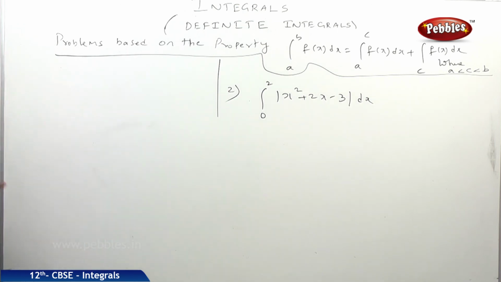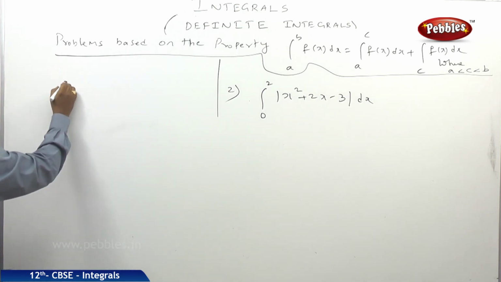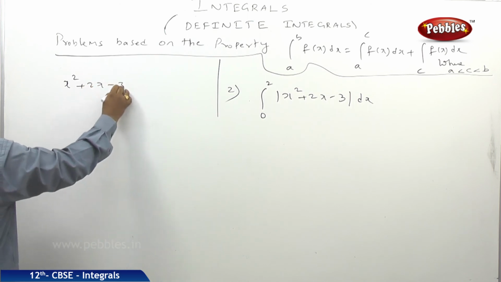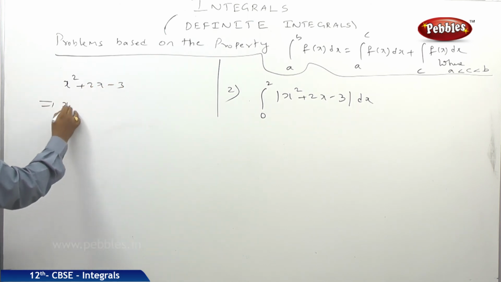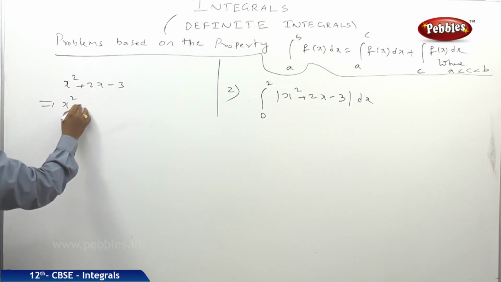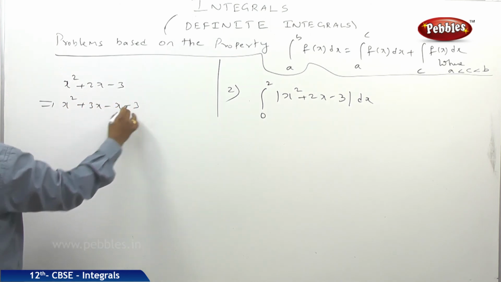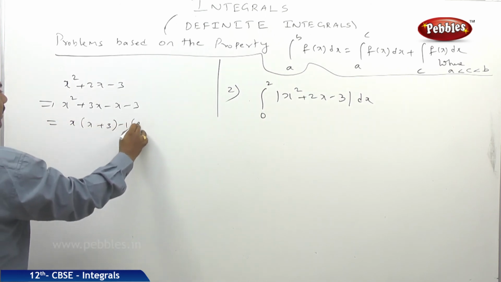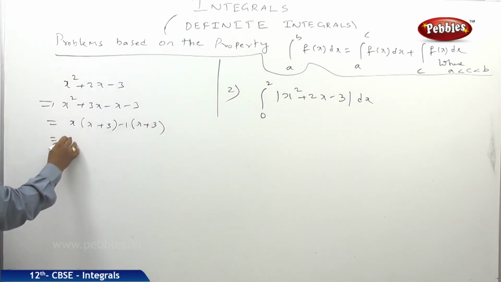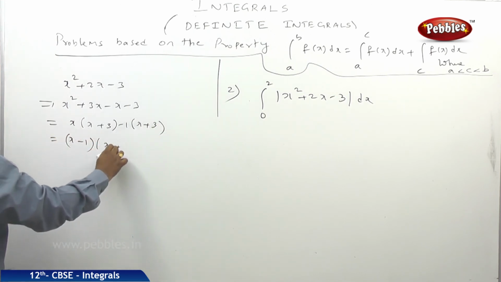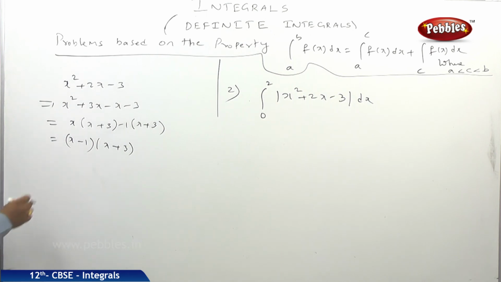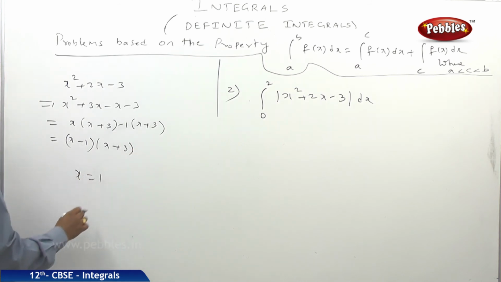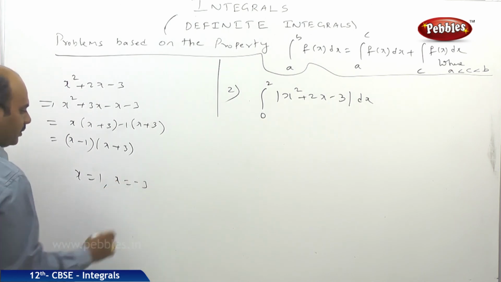we need to find the roots. We shall try to find the roots of x square plus 2x minus 3. So what happens here? Plus 3x minus x minus 3. So x into (x plus 3) minus 1 into (x plus 3), that is equal to (x minus 1) into (x plus 3). If you observe carefully, if I make it 0, I get x as 1 and x as minus 3.